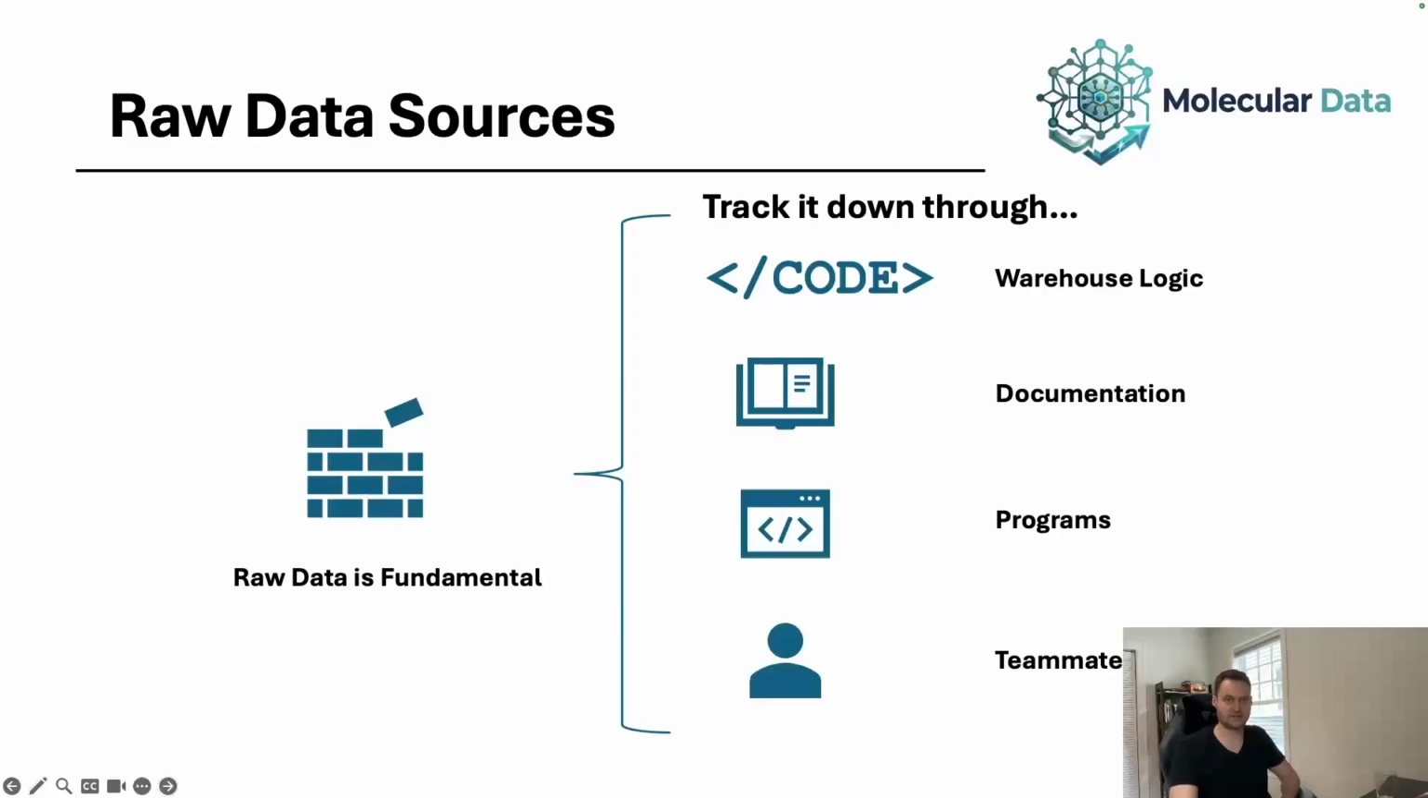Once you've pinned them down, I classify raw data into two different groupings. There's internal raw data. This is data that's produced by your department as part of the application your organization is responsible for.